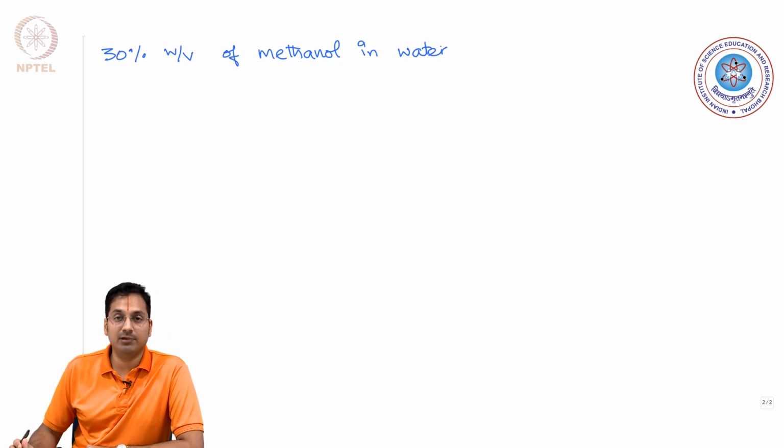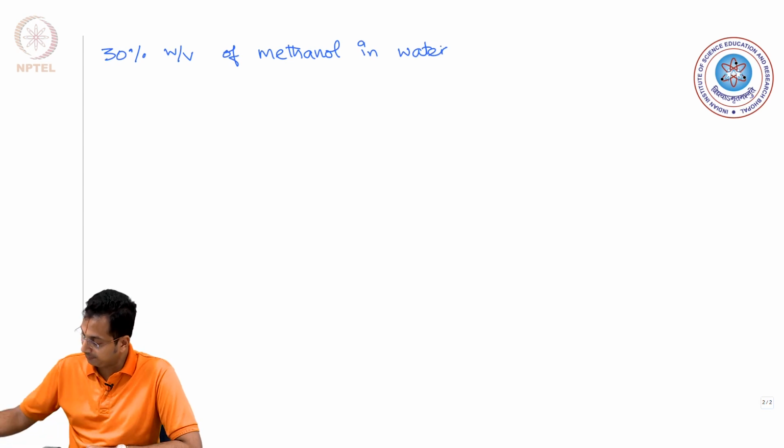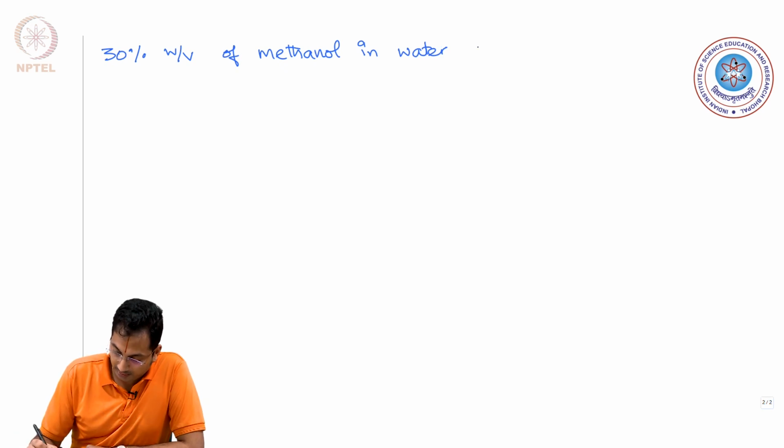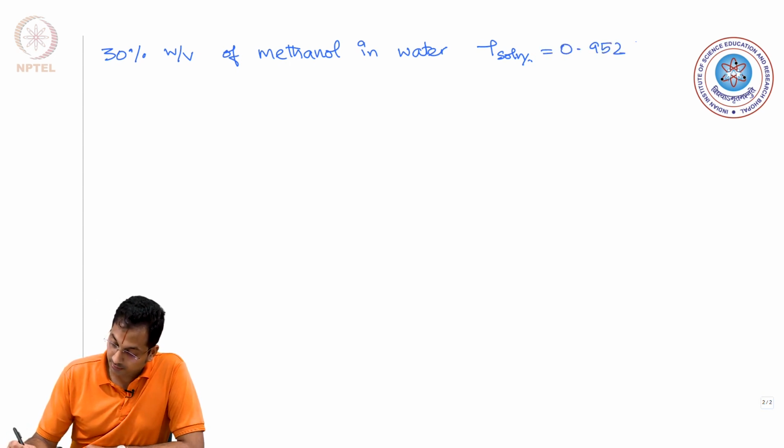Let us take an example of 30% weight by volume of methanol in water and determine its molarity, molality, normality, weight percent, and the definitions of weight by weight, volume by volume, or weight by volume. The few parameters that would be required in this case are the density of solution. Density of solution is 0.952 grams per cc.